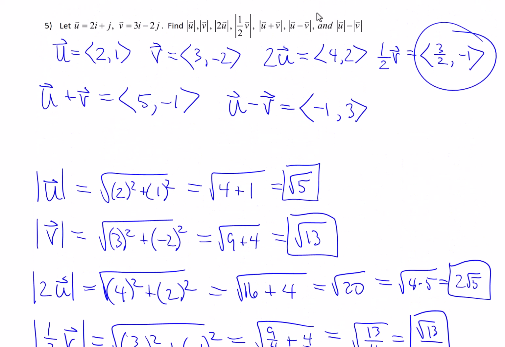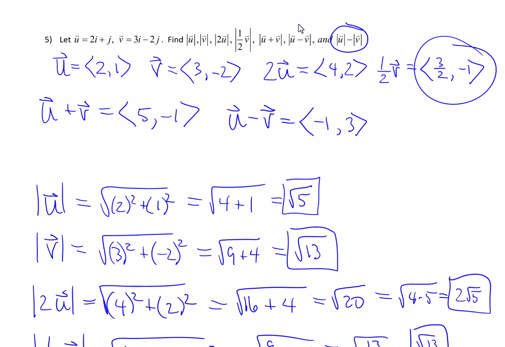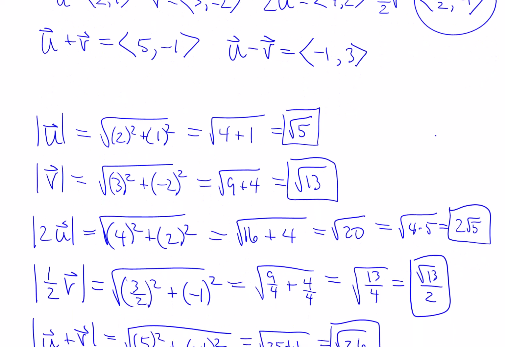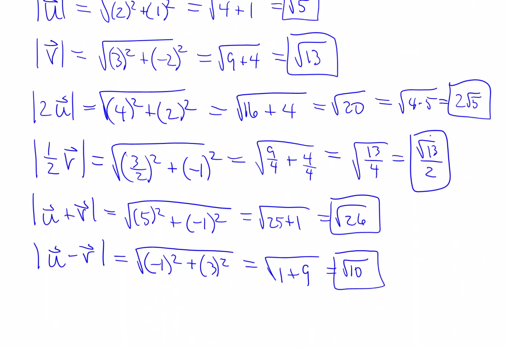And lastly, we wanted to find the magnitude of u minus the magnitude of v. And of course, we have u and v above. Actually, we already have the magnitude of u. We found that first. That was the square root of 5. We also found the magnitude of v, being the square root of 13. So really, we're just going to borrow what we already did. And keeping the order specified, the magnitude of u minus the magnitude of v, that's going to be the square root of 5. Let's write this out.